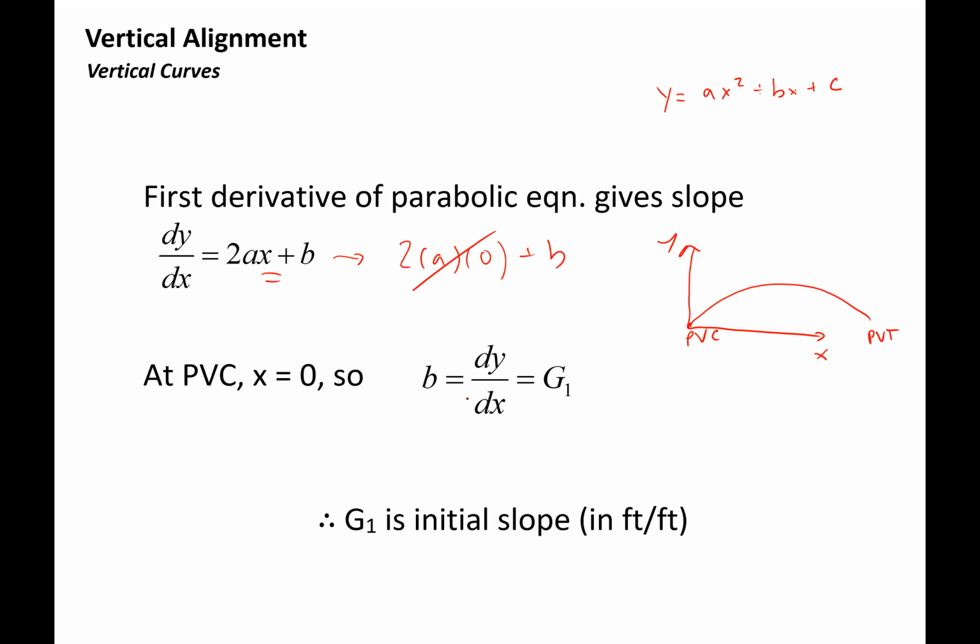And because it's giving me slope, what's the slope at the PVC? Well, it's just going to be the initial grade of the curve. So in this case, we can use that in our favor, where we know that b in the parabolic function here is just going to be the initial grade of our curve, and that's given in feet per feet, so it's unitless in this case, but represents the slope of the road at the PVC.